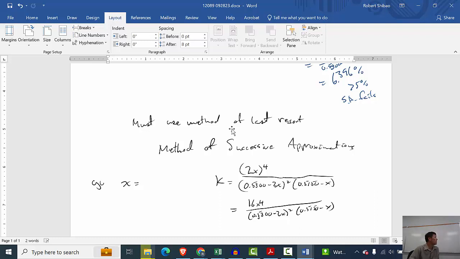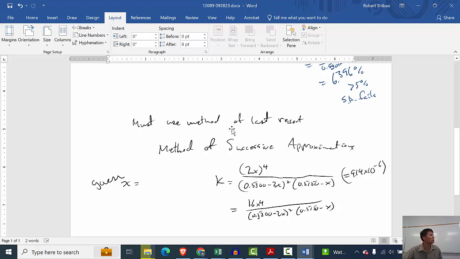Now, we're going to guess x and then see what k equals. We know that k is supposed to equal 9.14 times 10 to the minus 6. So we're going to try to guess an x value that when we plug it in here gives us 9.14 times 10 to the minus 6. That's the guess and check method.